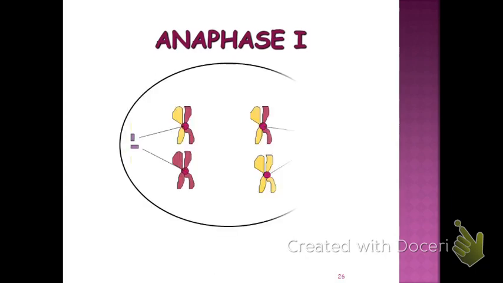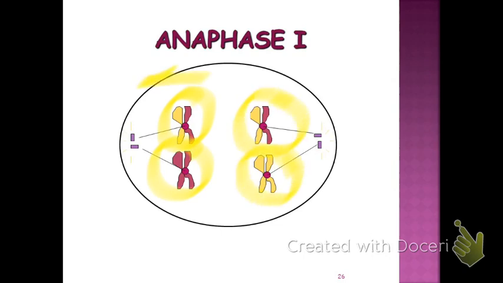So the result is going to look something like this. We have our sister chromatids still attached, and our homologous chromosomes have now separated to opposite sides, but they still look like X's. That is going to be anaphase.